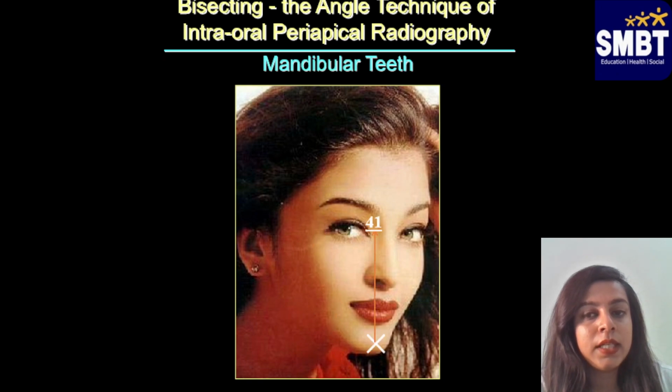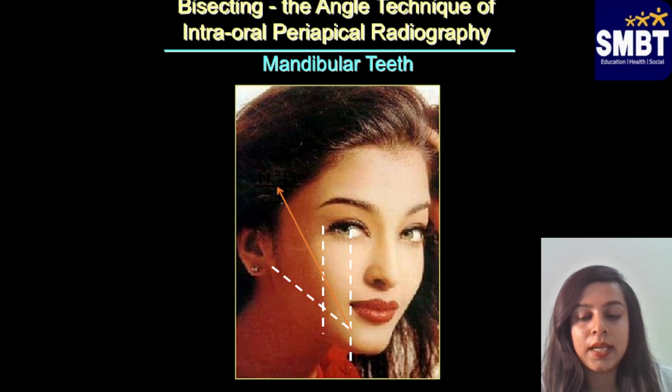Similarly, for mandibular teeth, for the incisors, it is the tip of the chin. For lateral incisors, it is the ala of the nose. For the canines, it is the corner of the mouth. For premolars, it is the interpupillary line. And for the molars, it is a line passing through the outer canthus of the eye. So this was our centering point.